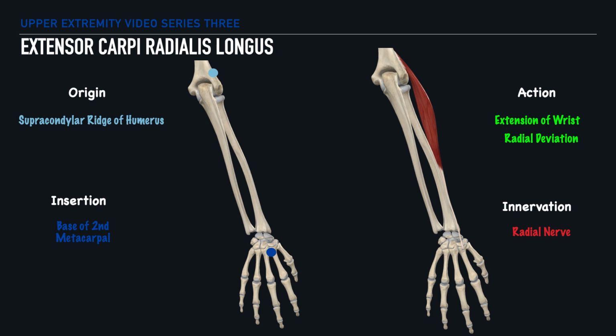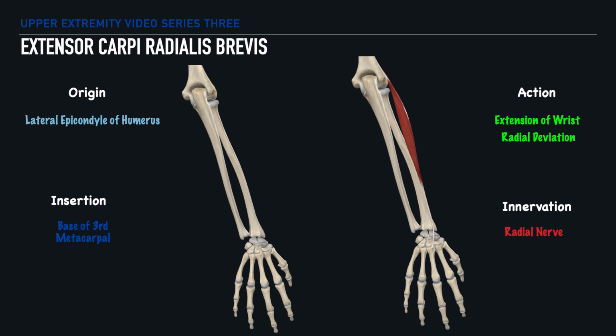the radial nerve. The extensor carpi radialis brevis originates from the lateral epicondyle of the humerus, and it inserts on the base of the third metacarpal. This muscle performs extension of the wrist along with radial deviation and is innervated by the radial nerve.